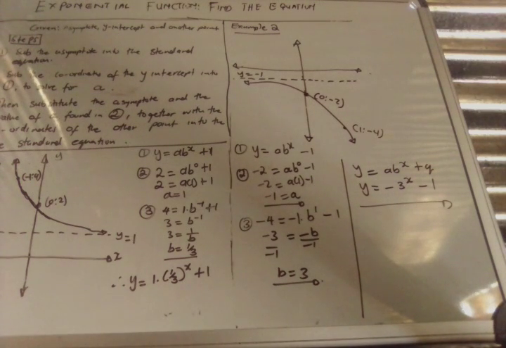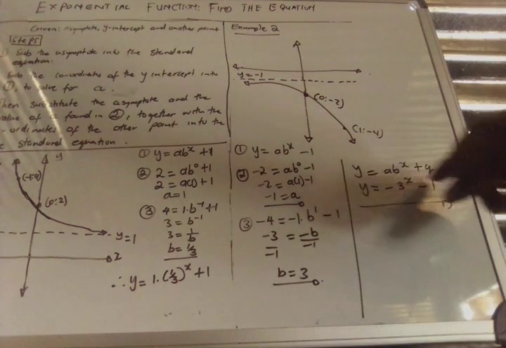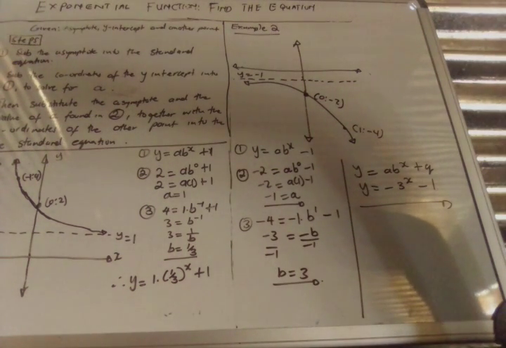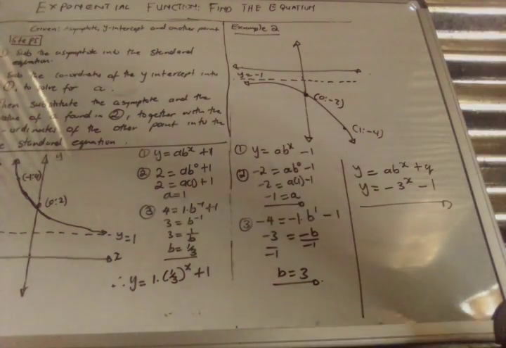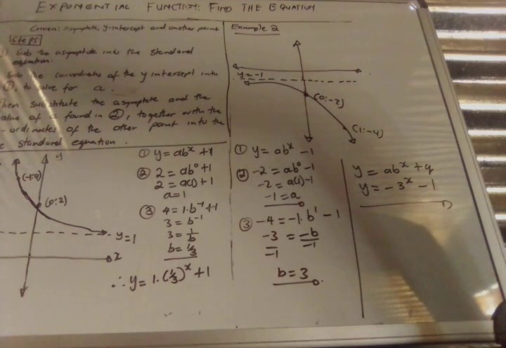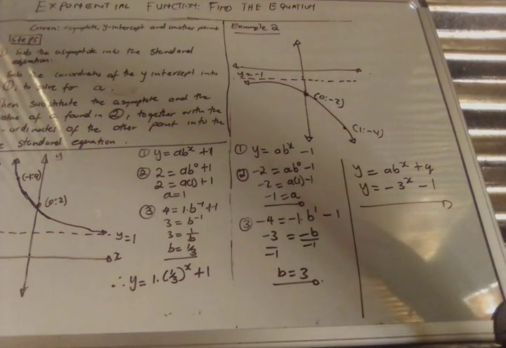Now we have all the components a, b, and q. We can substitute into the standard formula. Our a is negative 1, so we can just write negative, then our b is 3, and our q is minus 1. So eventually our equation will be y equals negative 3 to the power x minus 1. This makes sense because the graph is under the asymptote, so you expect a to be negative.